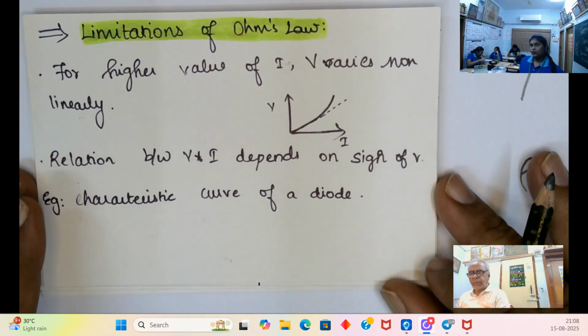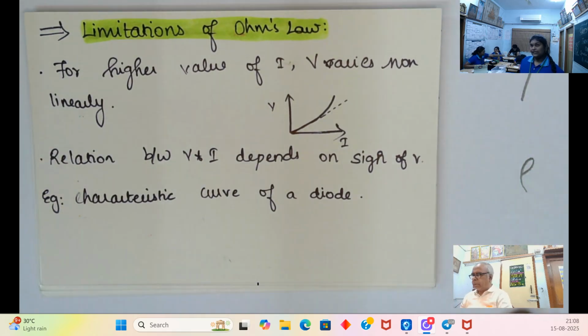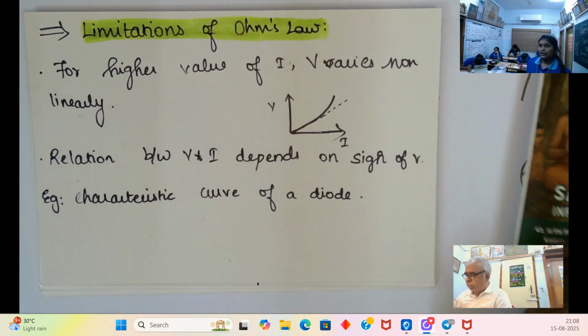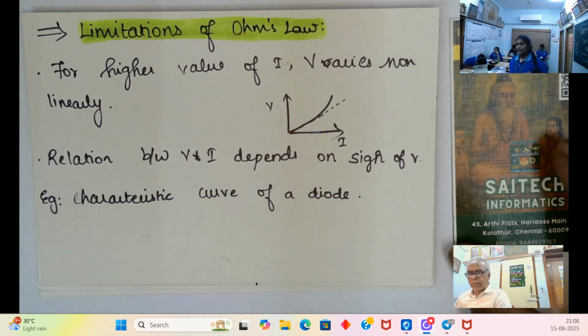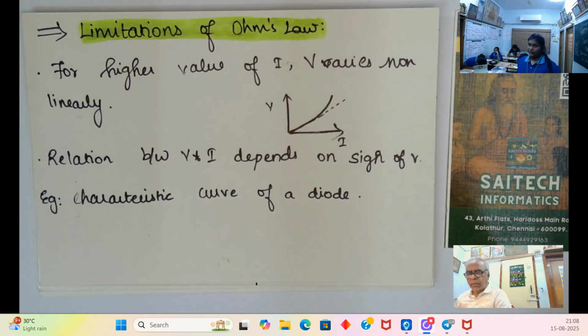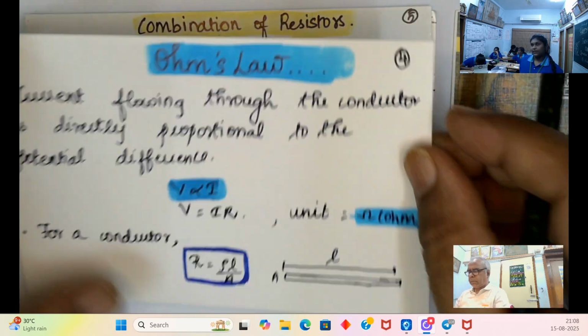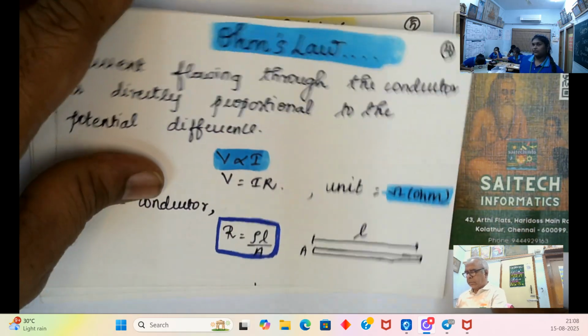Then limitations of Ohm's law. There are a few more examples. For a higher value of current, voltage varies non-linearly. Relation between V and I depends on the sign of V. One of the examples is the characteristic curve of a diode. That is it. That's all. Next.